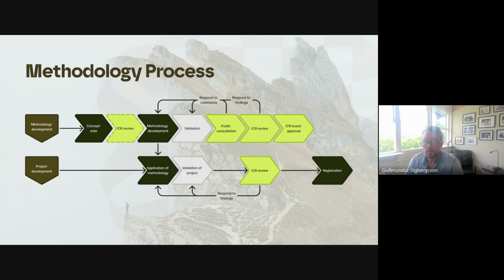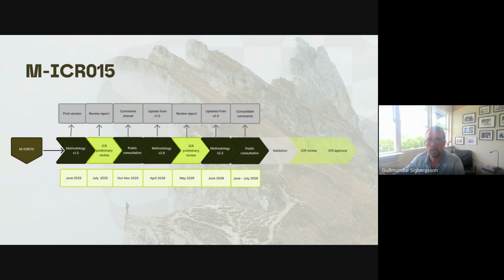As I said, this is a non-linear and linear approach. So this process is iterative. Comments from stakeholders, ICR, and the VVB may result in revision before the final methodology is approved. Public consultation, therefore, is not just a formality; it's an important opportunity to improve the methodology before validation or the final approval. So, to the timeline of the ICR015, which was previously made available for public consultation last year.